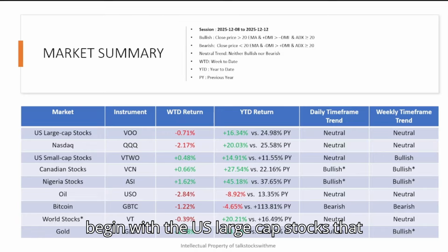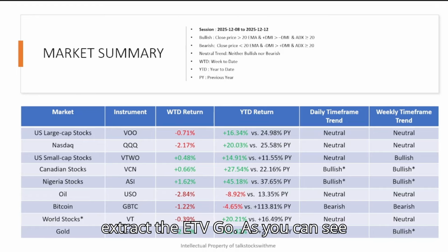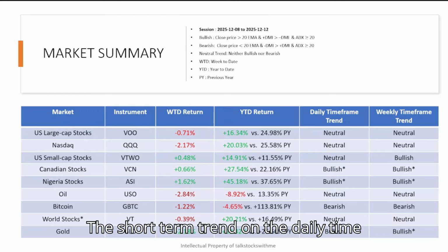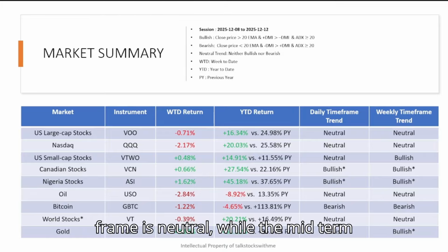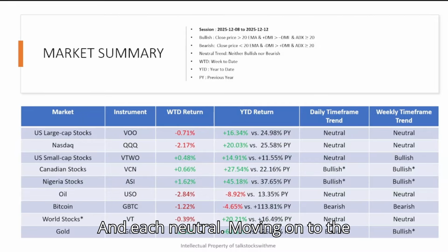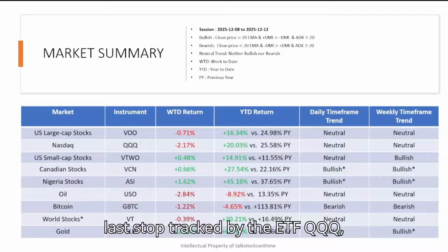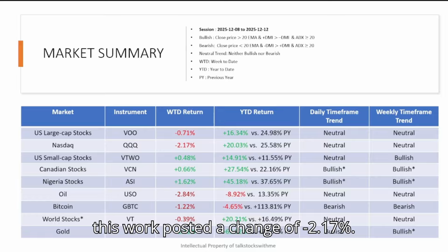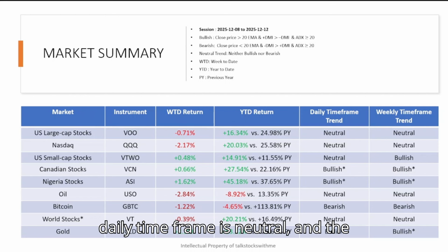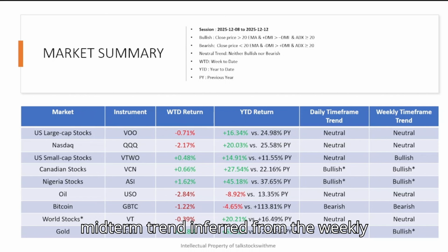We're going to begin with the US large cap stocks, which are tracked with the ETF VOO. As you can see, this past week, VOO delivered negative 0.71%. The short-term trend on the daily time frame is neutral, while the mid-term trend, established from the weekly chart, is neutral. Moving on to the Nasdaq, tracked by the ETF QQQ, this week posted a change of negative 2.17%. The short-term trend established from the daily time frame is neutral, and the mid-term trend inferred from the weekly chart is also neutral.